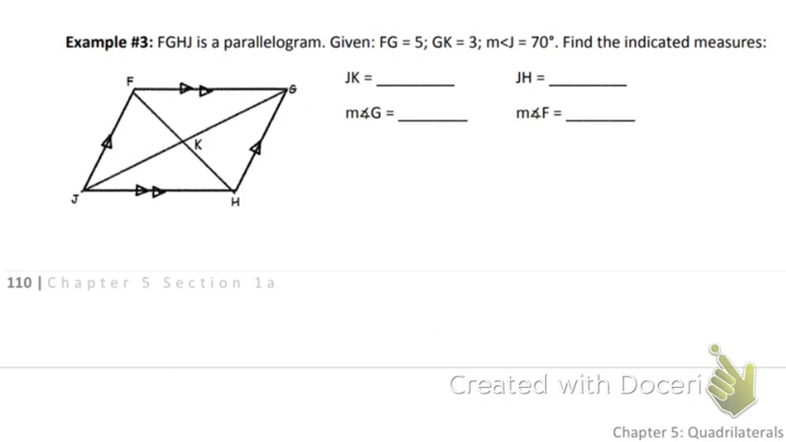All right, if you haven't already, go ahead and get these values. I will put the solutions up, so you're in charge of double checking to make sure you are right. I got JK equals 3, 7 degrees for G, JH is 5, and measure of angle F is 110 degrees. Just check to make sure you get those answers. If you get something different, please raise your hand, and I can help you through it. Otherwise, go ahead and start the homework.